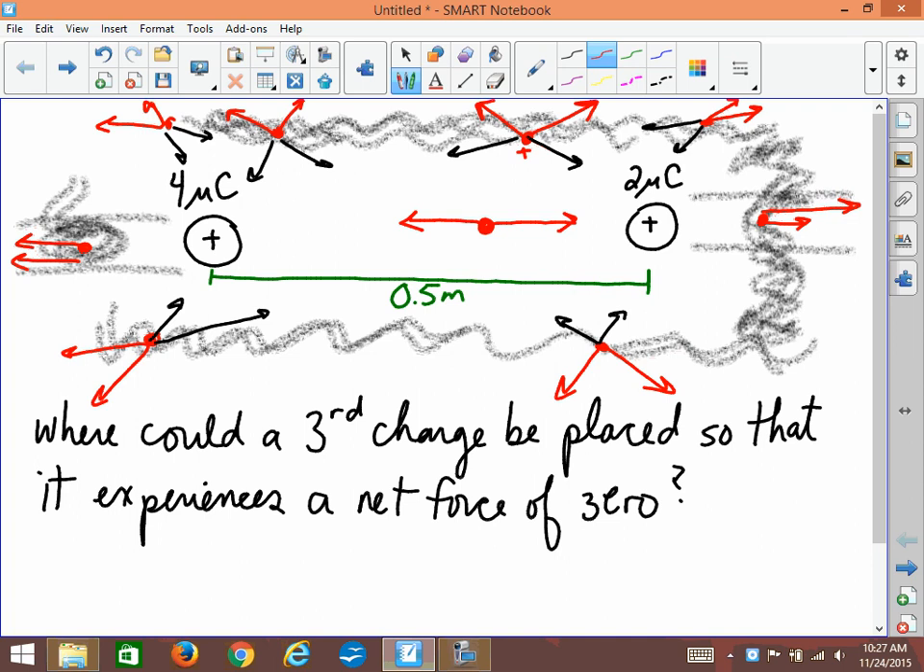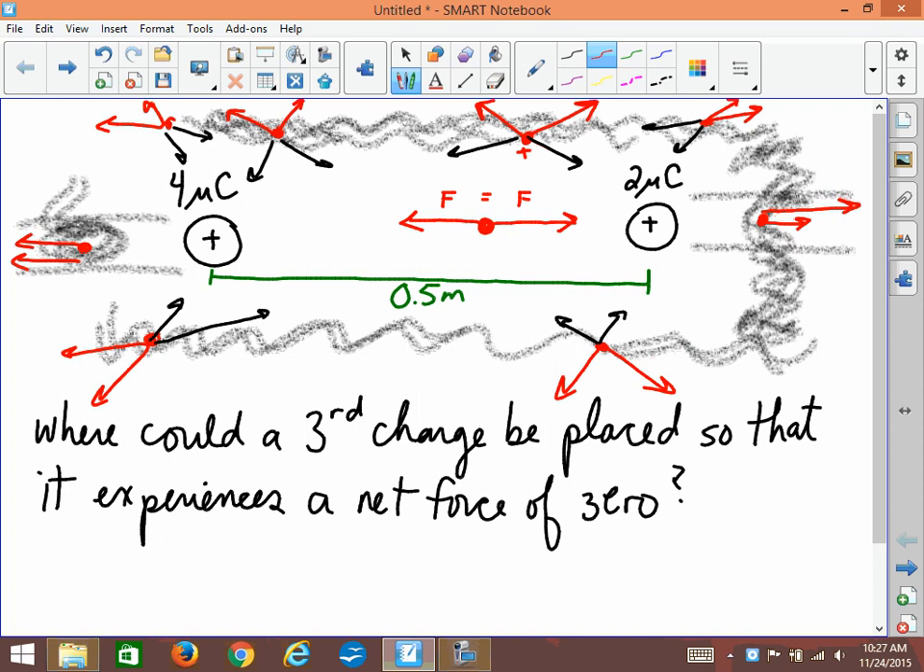In fact, it would have to be a little further away from the 4, because the 4 is a bigger charge, so its charge would extend over a greater distance, right? So where I've drawn it right there looks pretty close to where it probably would be. So what we want to do is find out where these two forces are equal to each other. We want to find the spot.